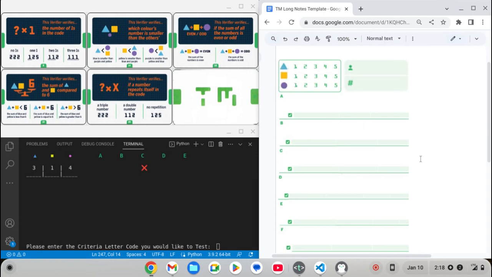And we'll state that triangle plus square plus circle should be an odd quantity.